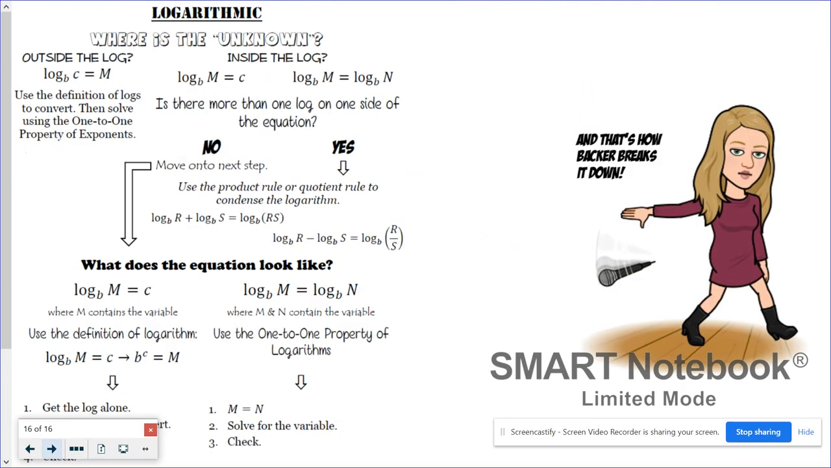Okay, and so that's how we solve logarithmic equations. Look to see, is there more than 1 log on one side of your equation? If there is, use the product rule or the quotient rule to condense it. And then from there, we're either using the definition or the one-to-one property to solve it.